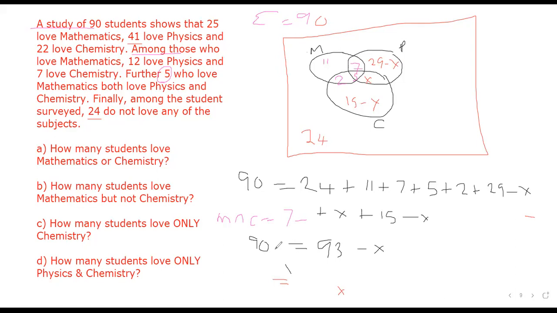This x goes to this side, the positive. This one will be what? So we get... So far, so good. So this is how we get the 3. So our x is equal to 3.